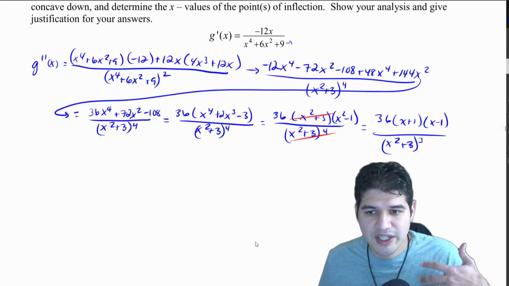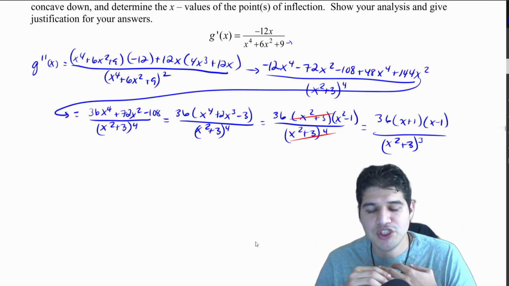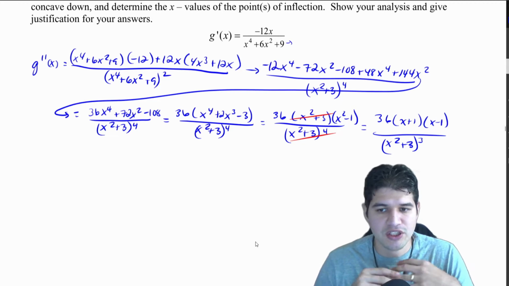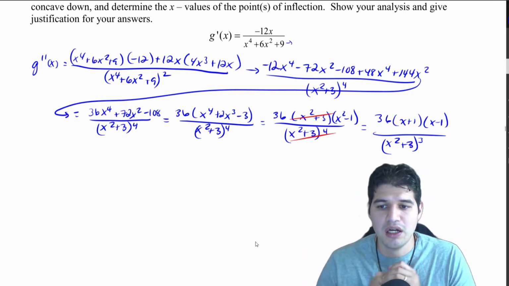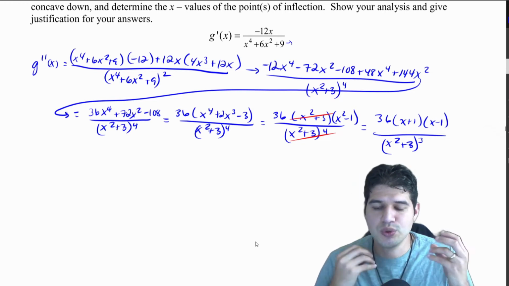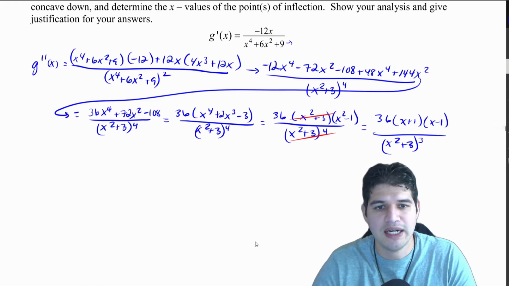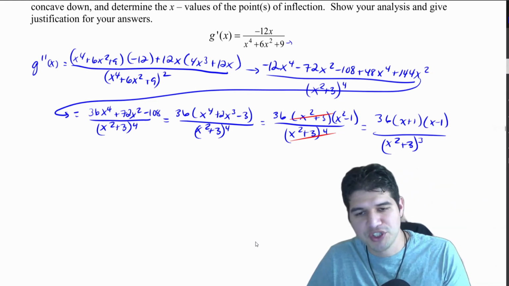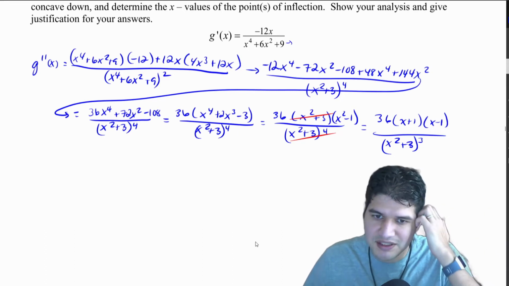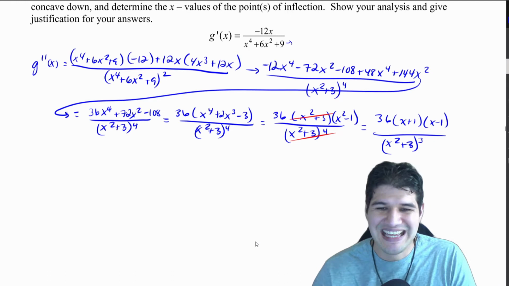All right, so we have essentially just fast forwarded to this portion up above me, and we do know that we end up with 36 times x plus 1 times x minus 1 over x squared plus 3 to the third power. So hopefully you worked it out after we took that derivative and went through all those algebraic steps of distribution, arithmetic of combining like terms, and then factoring out things as needed.